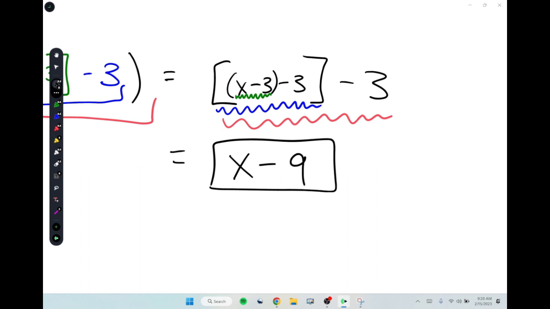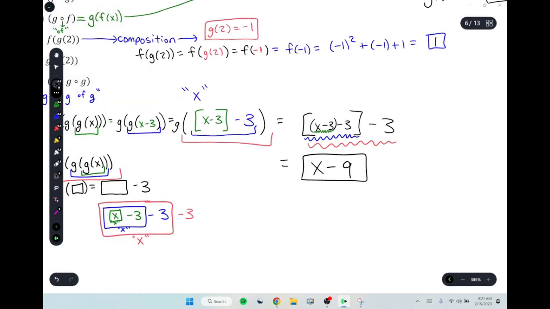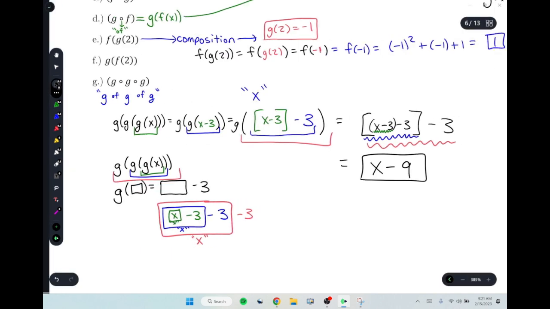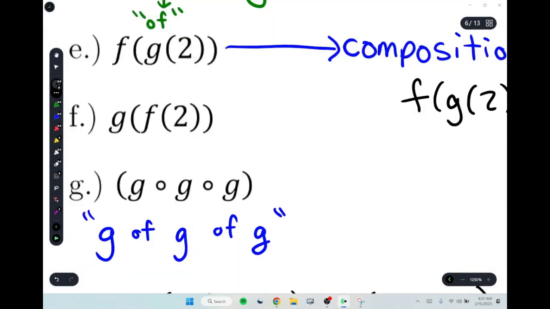And if you don't like that, here's what you can do, is plug in a number and see if your function was right. Like plug in 1. What's g of 1? One minus 3 is negative 2. Plug in negative 2. What's g of negative 2? Negative 5. Plug in negative 5. What's g of negative 5? Negative 8.